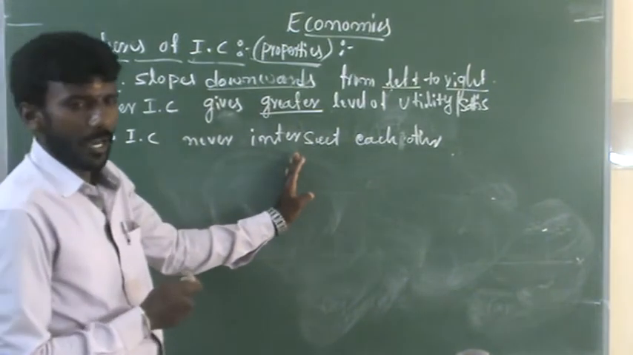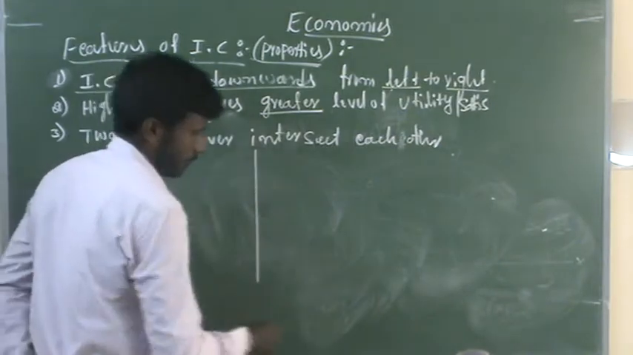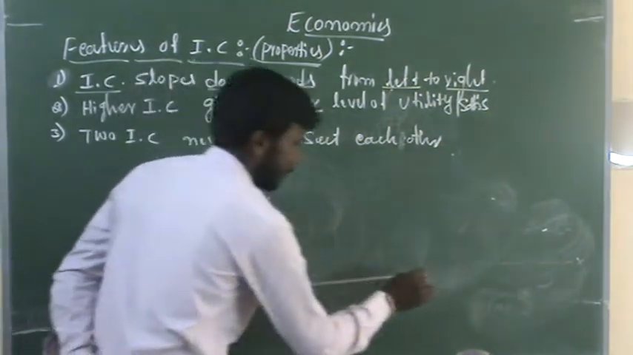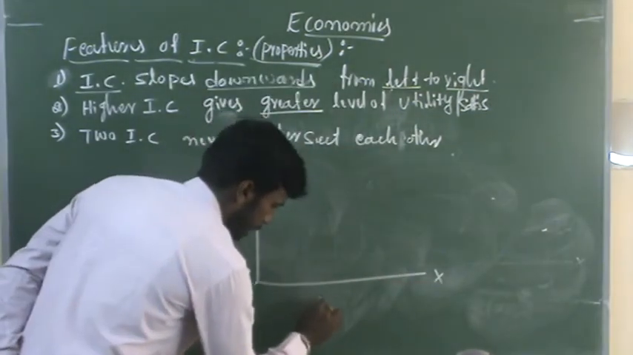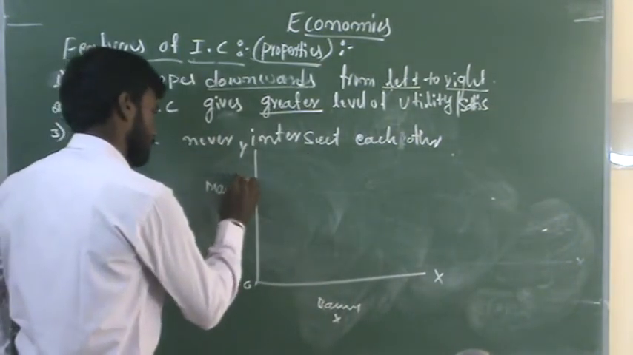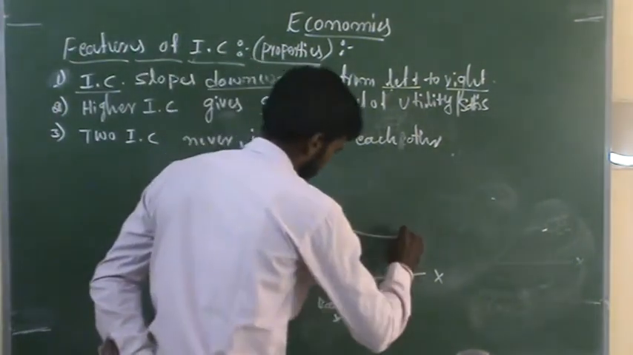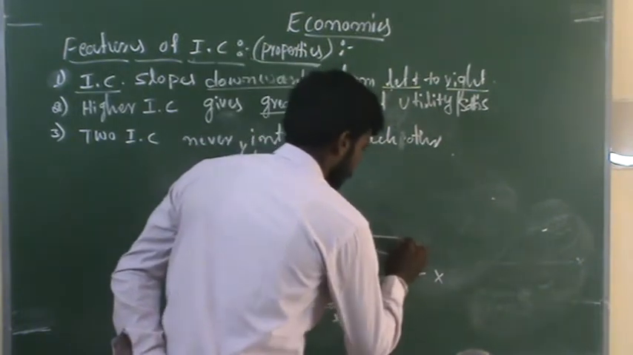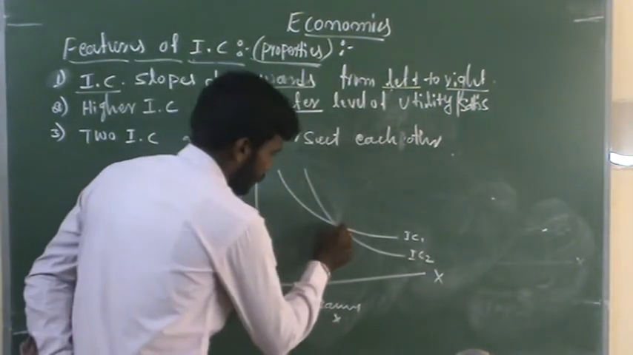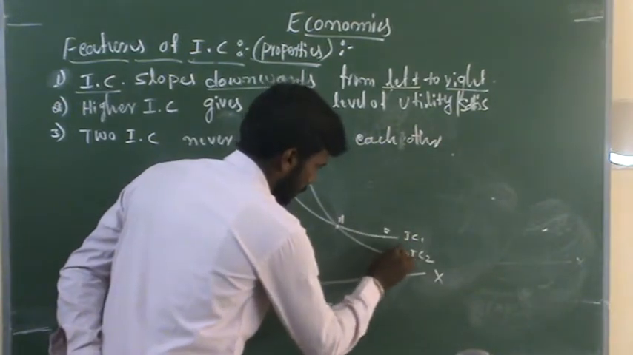That one we are now going to understand with the help of one small diagram. So this is the y-axis and this is the x-axis. Here we represent banana, the x good, and here we represent mango, the y good. Now IC1, IC2. So this is point A. So here point B and point C.